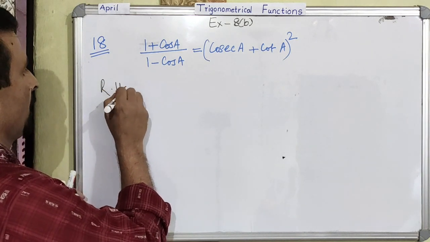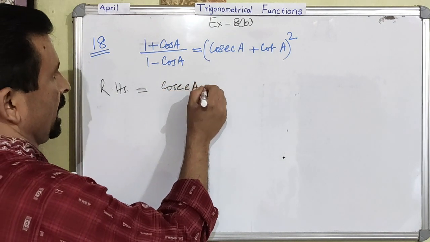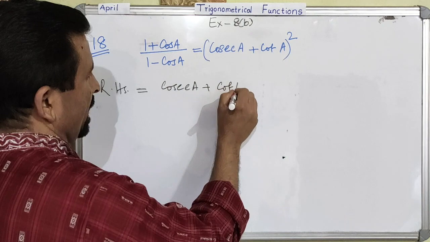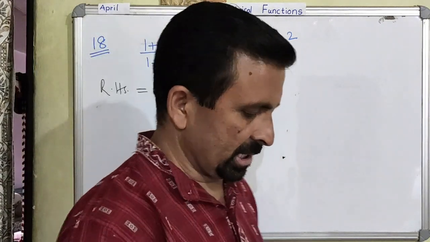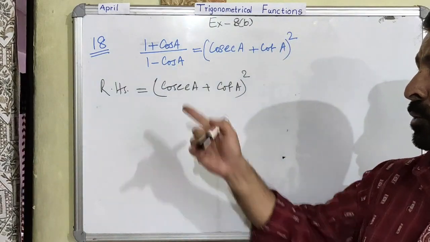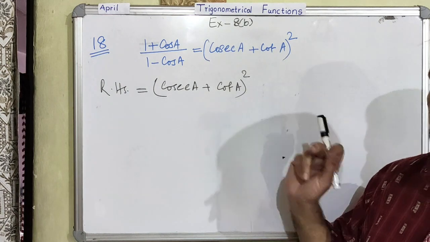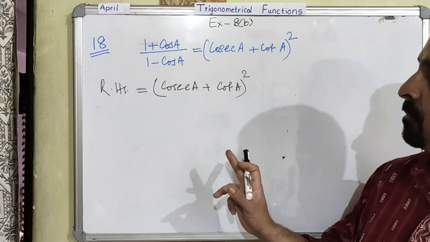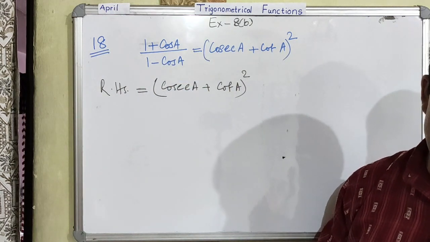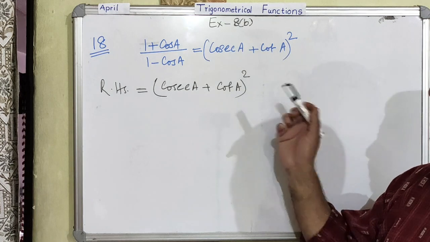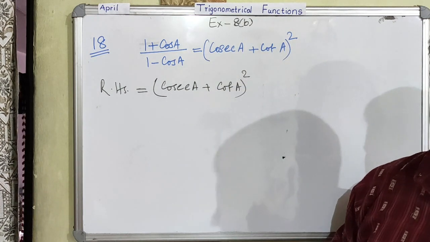RHS is equal to (cosec A plus cot A) whole square. Now when I see this question right hand side and then my target is now to get this left hand side, I feel that this question should be more easy because left hand side we have all in the fundamental trigonometrical ratios. So we can try to solve this question by changing them into fundamental trigonometrical ratio. Let us see whether we get it or not.